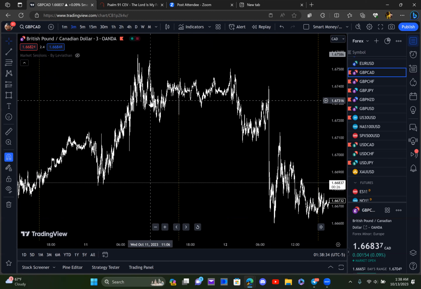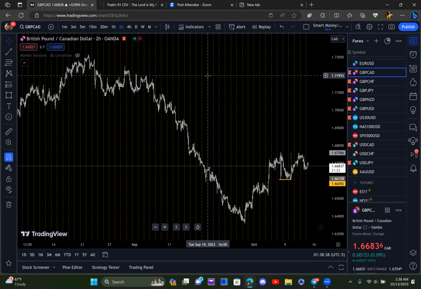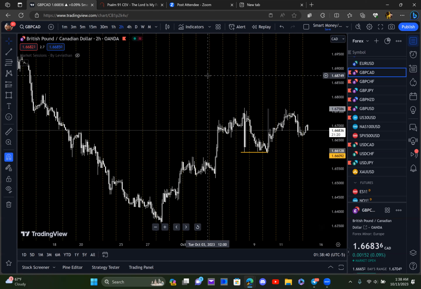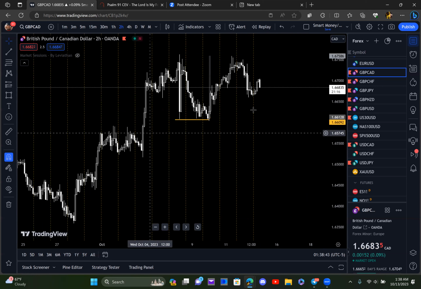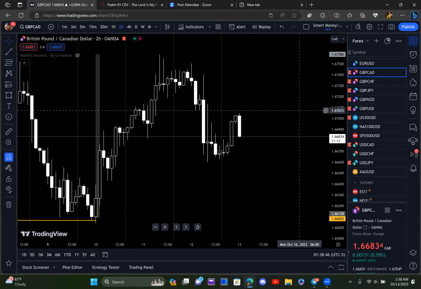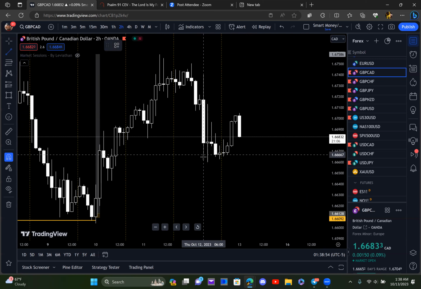I'm looking. Let's see if we can find another one. So we're going to stick with the same exact pair. Look, let's take a look. Let's see what we got here. Because this is a liquidity grab right here as well. So let's see what happened. This took liquidity right there. All right. Took out liquidity.